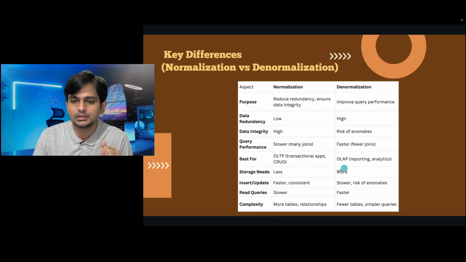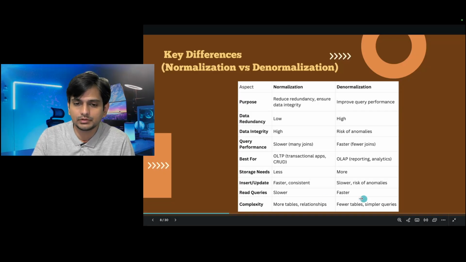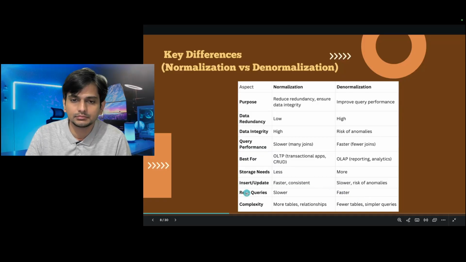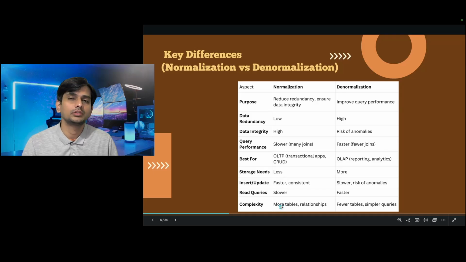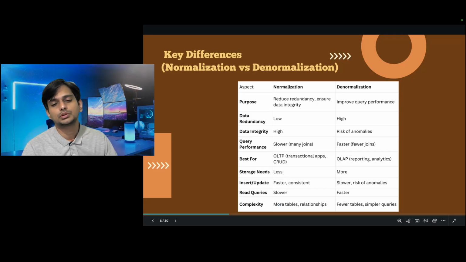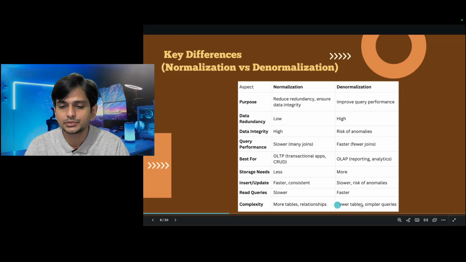And yeah, so definitely denormalization needs more space and normalization needs relatively less space. And denormalization is best for cases where you have faster read queries and normalization is for slower read queries. And complexity wise, normalization, as a data modeler or even the programmer, it is more tables. That means you have more relationships, right? And so here it is fewer tables and joins will also, or the queries also will be simpler.